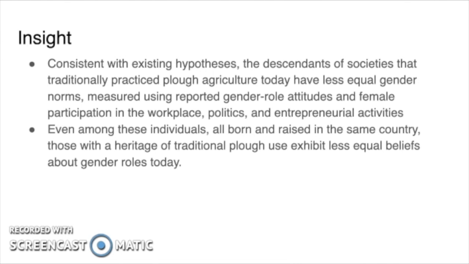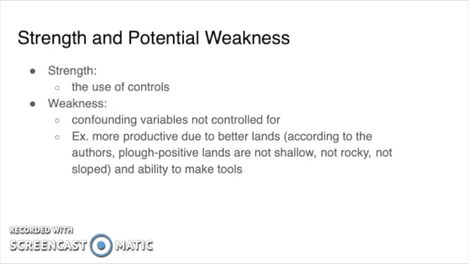The strength of the article is that it implements a lot of controls, but there might be other confounding variables that the authors didn't control for. For example, the societies that did plow agriculture might have more productive land and be more able to make tools. Those gifts or skills do not necessarily transfer to a higher level of wealth or GDP, but may just cause gender inequality by helping the families sustain themselves with only men in the field and women in the house.